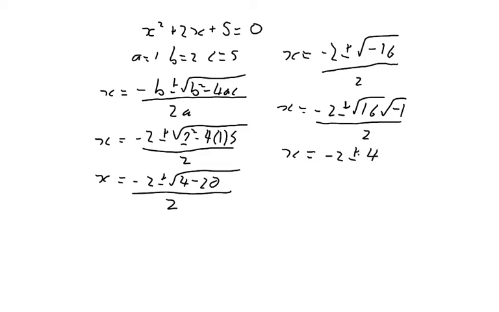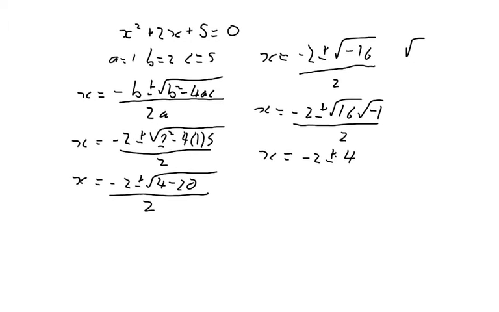Now the square root of negative 1 is equal to i. i for imaginary. So that means we have 4i over 2. X equals negative 1 plus or minus 2i. Because the 2 cancels out with the negative 2 and the 2 cancels out with the 4.